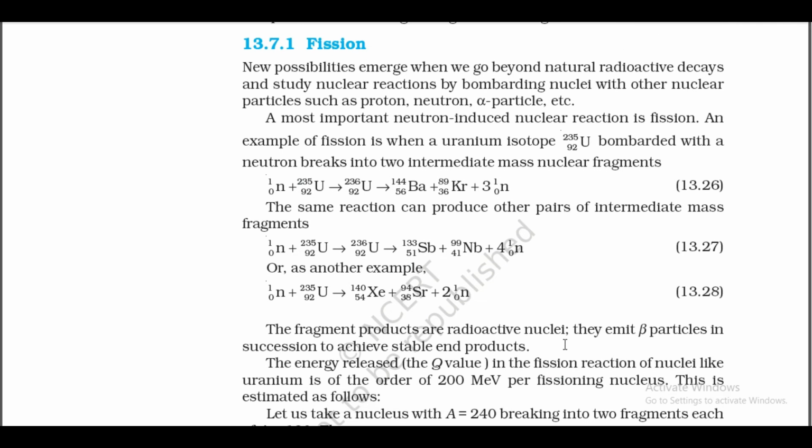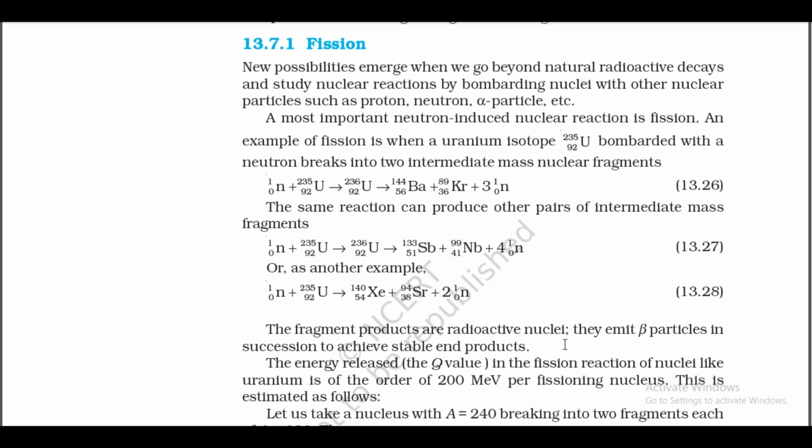13.7.1 Fission. New possibilities emerge when we go beyond natural radioactive decays and study nuclear reactions by bombarding nuclei with other nuclear particles such as protons, neutrons, alpha particles, etc. A most important neutron-induced nuclear reaction is fission. An example of fission is when a uranium isotope 92U235 bombarded with a neutron breaks into two intermediate mass nuclear fragments.